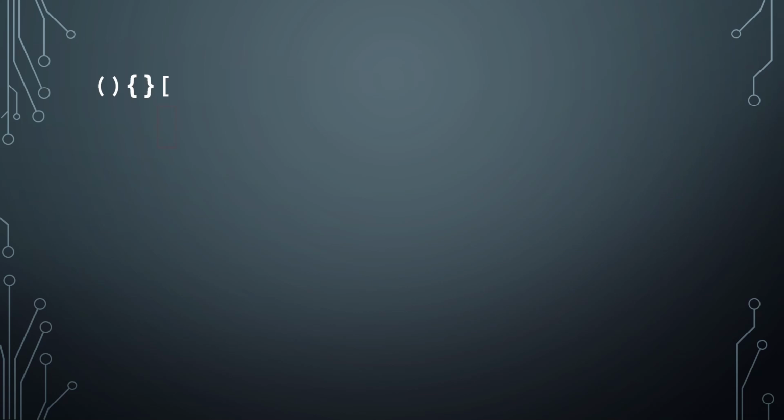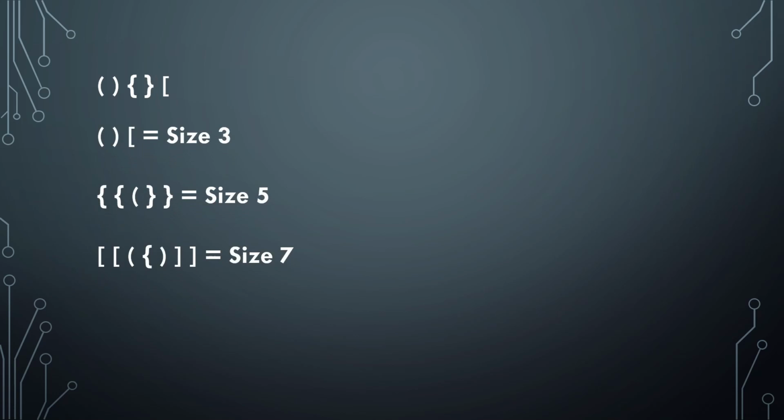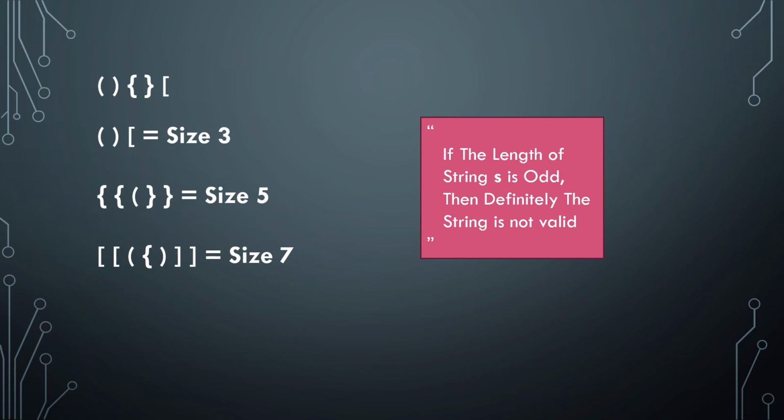Given the following sequence, you can clearly see that it is not valid. This bracket right here doesn't have a closing bracket, so this results in false. Notice that if the length of the string is odd, there will always be at least one bracket that will not be partnered with the correct bracket. So we found our first condition.